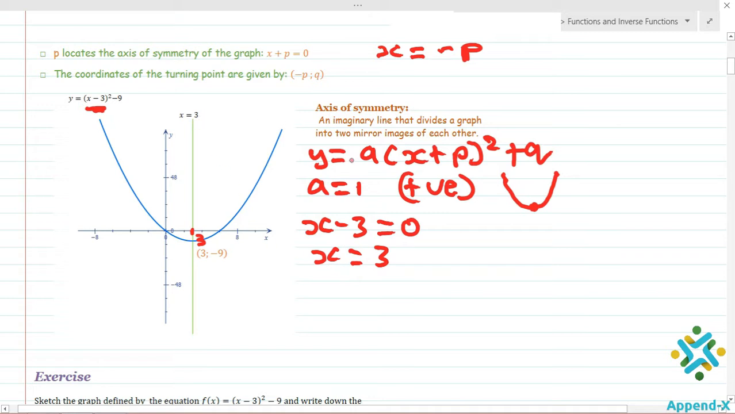Now, an axis of symmetry is an imaginary line that divides a graph into two mirror images of each other. Now, if this line is our axis of symmetry of this graph, then this side, which is the right-hand side of the graph, must be a mirror image of this side, and this side must be a mirror image of this side. Now to plot this graph, as you can see how neat it looks, I used a software. What we are going to do next is to try to plot this graph by hand, okay? Let us do that right now.